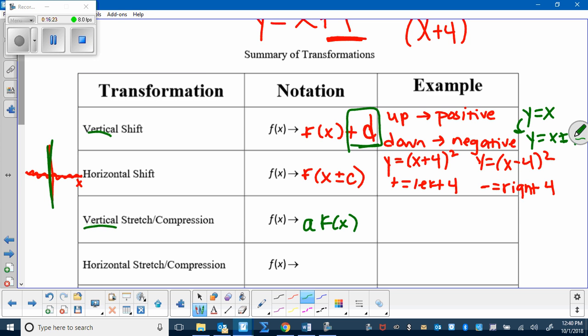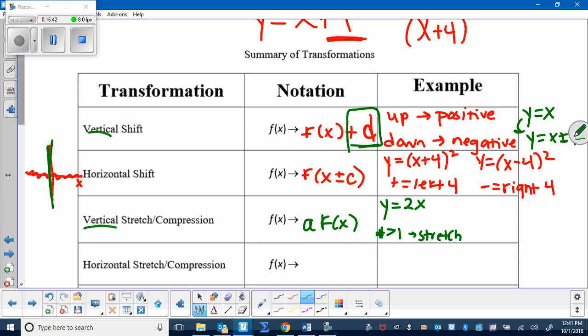So that a, that number is going to be on the outside. So it would look something like this if you had y equals 2x. Okay, that would be a vertical stretch. So a number that is greater than 1 is a stretch.